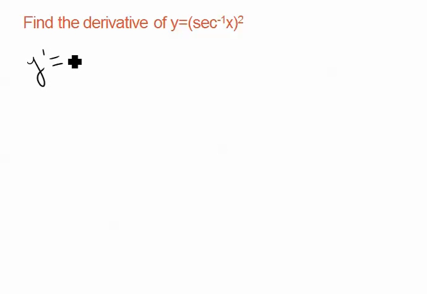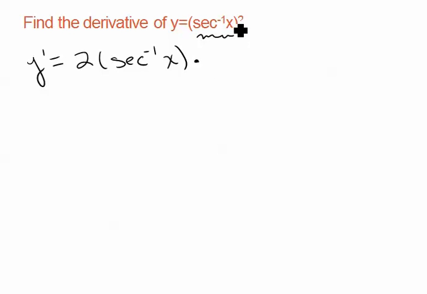To find the derivative of the outside, we take that power, multiply it down to the front, leave our inside the same, and then we're going to lower the exponent by 1. Okay, lowering the exponent by 1, 2 would just become 1. Then we're going to times that by the derivative of the inside.